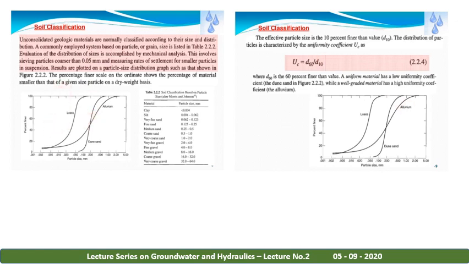Then soil classification can also be written in terms of the effective particle size, which is the value D10, the size for which 10% of the particles are finer. The distribution of particles is characterized by the uniformity coefficient.